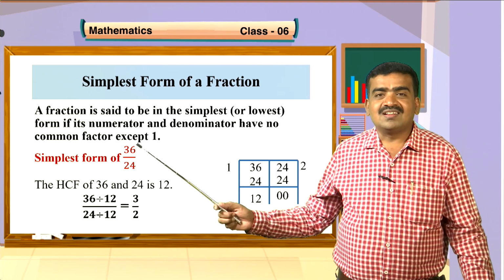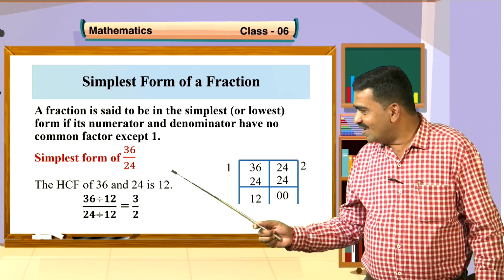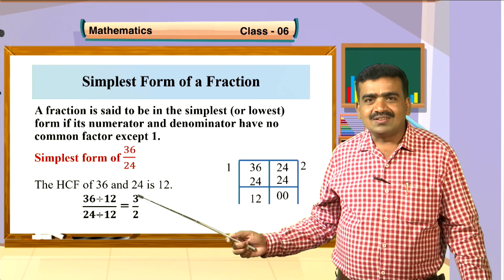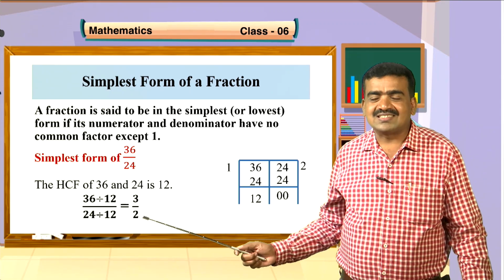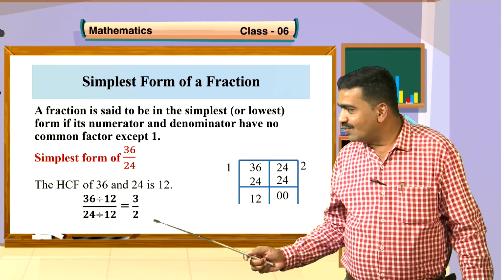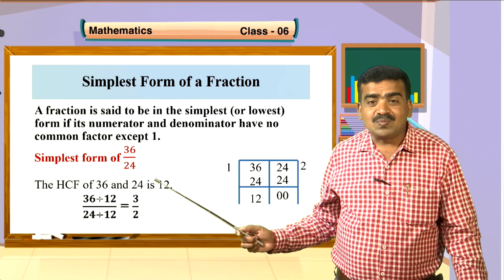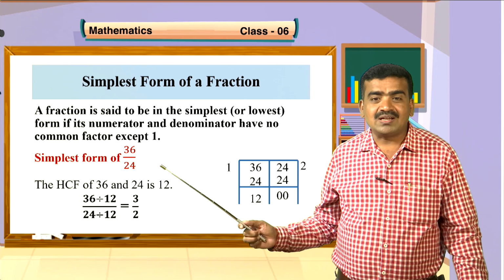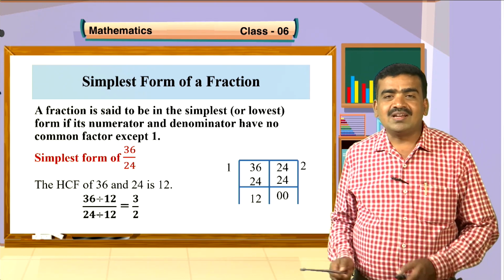Now divide the numerator and the denominator by 12. You will get 12 3s are 36 and 12 2s are 24. So therefore, the simplest form of 36 by 24 is 3 by 2.